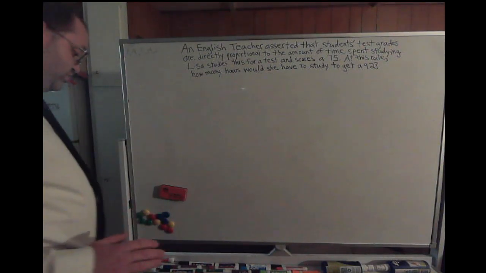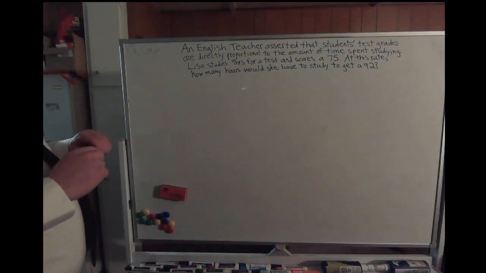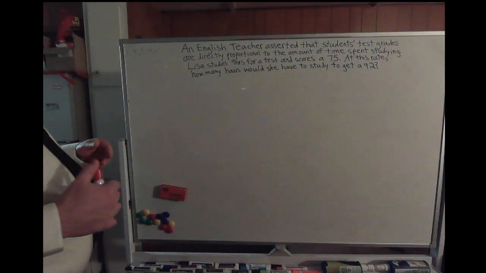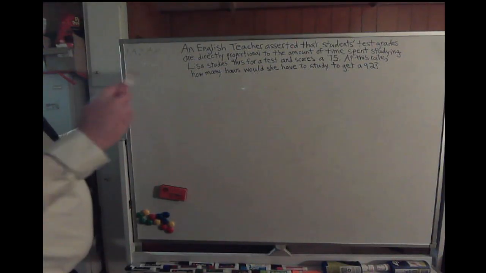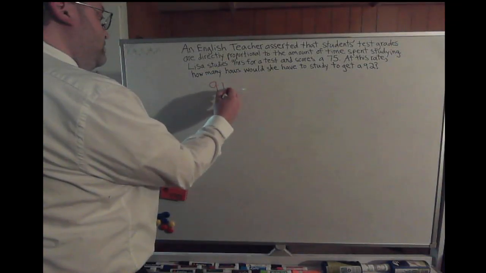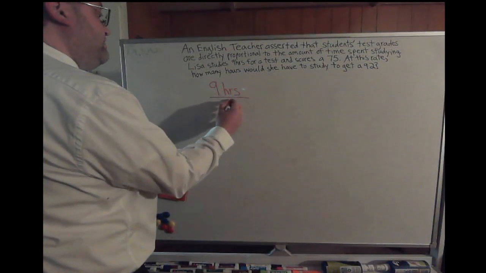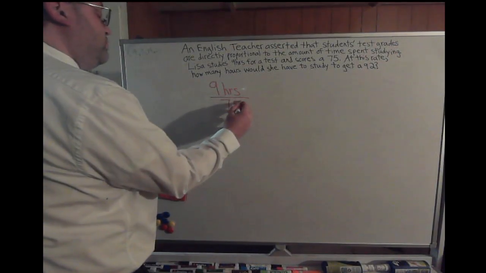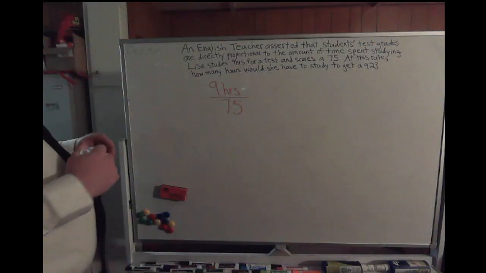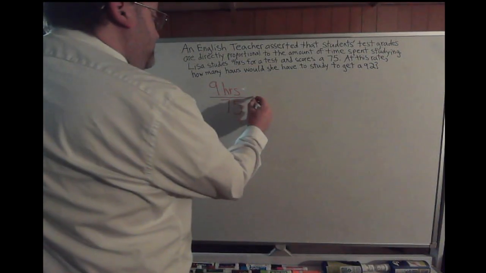So, again, try to understand what the word problem is asking for here. What is it telling us? It tells you that for 9 hours, she scored 75. That was her score. For 9 hours, she scored a 75. At this rate, how many hours would she have to study to get a 92?